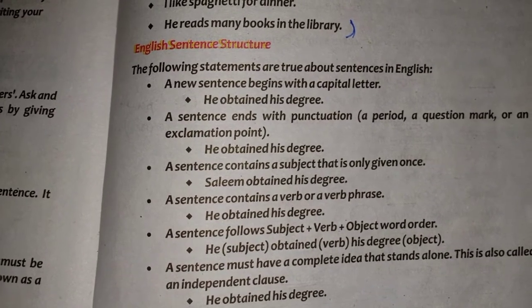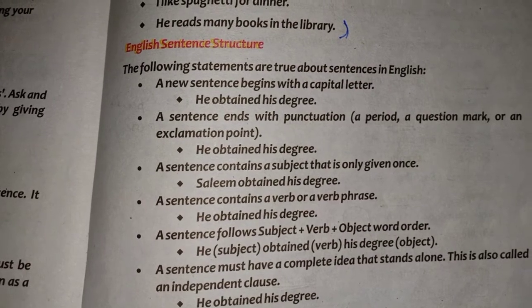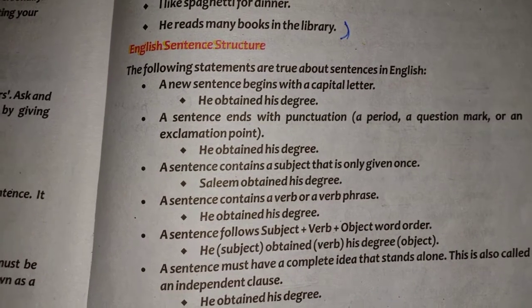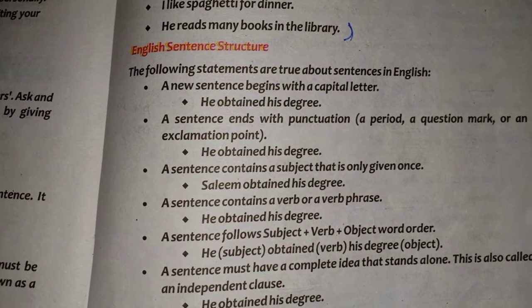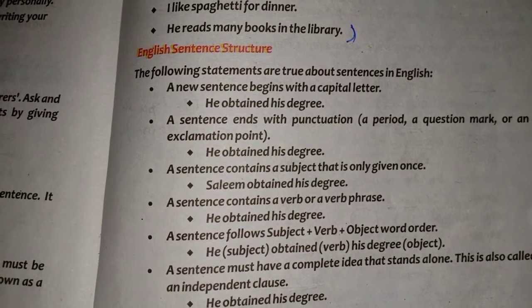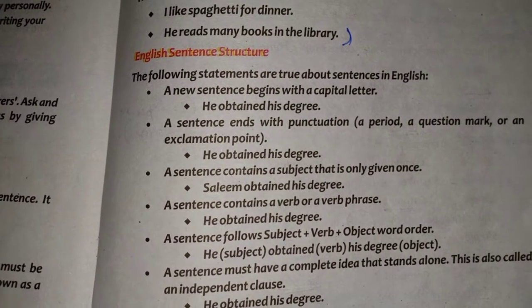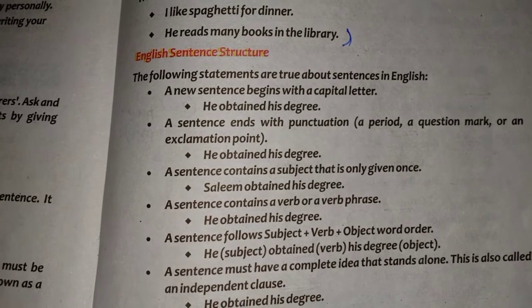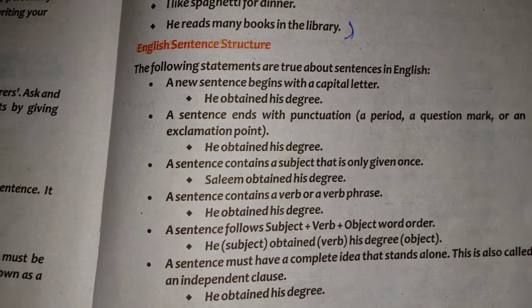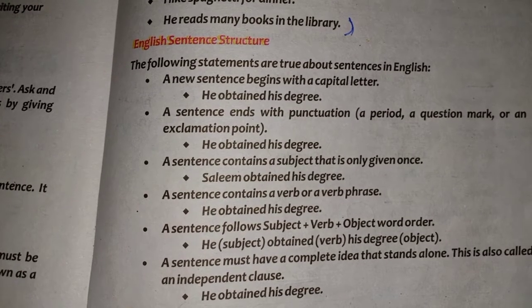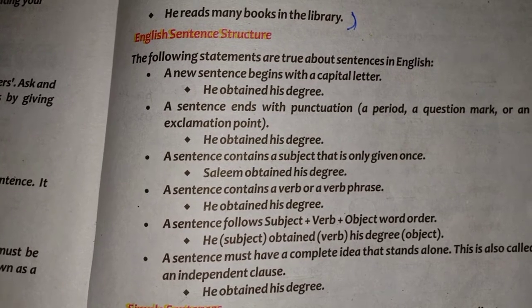A sentence ends with punctuation. Punctuation means a period, a question mark, or an exclamation point. Clear? This is also well known to you. "He obtained his degree." See, after "degree," a period is mentioned. Full stop is also called period. Clear? Then come towards the next point.